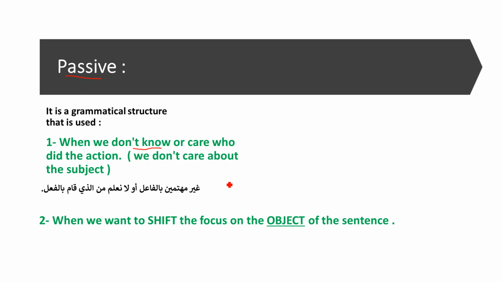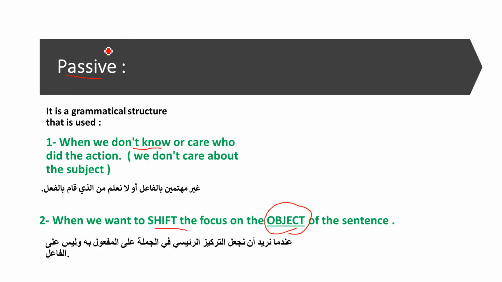Now the second reason is when we want to shift the focus onto the object of a sentence. نريد هنا تحويل التركيز في الجملة من الفاعل إلى المفعول به, and that's why we start with the object. Again, I have two reasons why we use the passive. عندي سببين لاستخدام المبني للمجهول. The first one is because I don't care or know who did the action. أنا غير مهتمة وليس لدي علم بمن قام بالفعل. And number two, I want to shift the focus onto the object. أريد تغيير التركيز في الجملة من الفاعل إلى المفعول به.